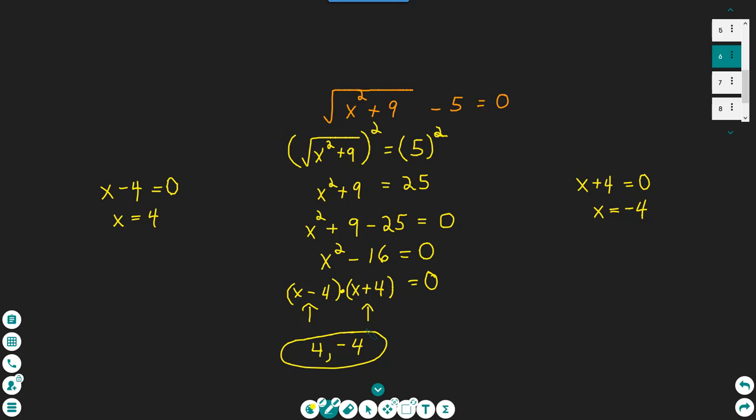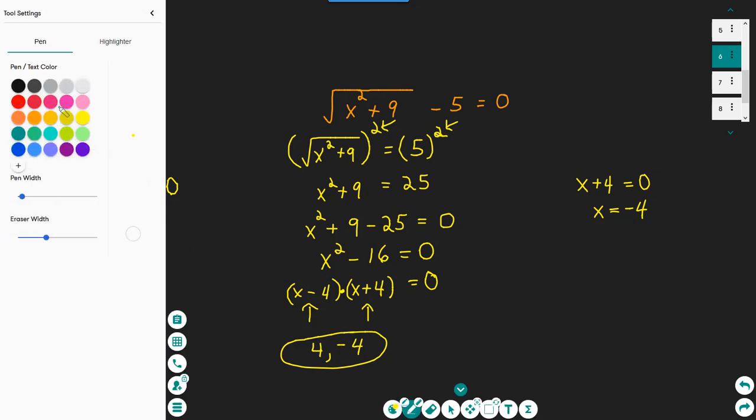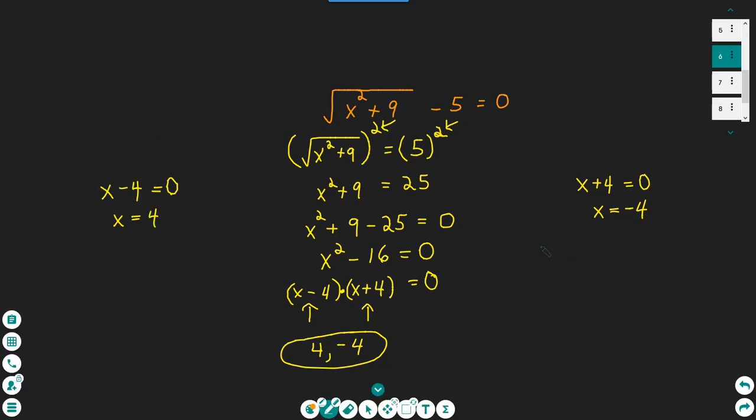Now remember, we are not done yet because we employed the squaring procedure up here. Whenever we do that, we need to remember at the end to check because the answers may not be correct. So let's take these two possible solutions and plug them into the original equation and see if one of them works or maybe both of them work. So we'll start with the 4. If we write the original equation, instead of an x, we're going to put a 4.